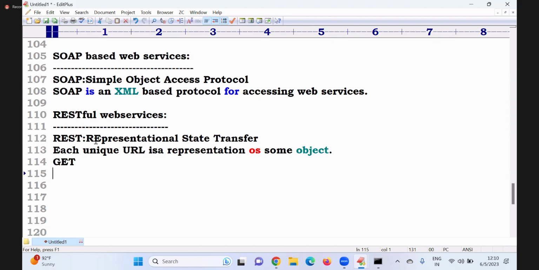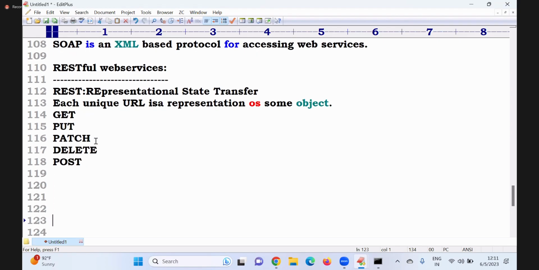Inside, whatever methods I have to apply to the object: first GET, next PUT, next PATCH, DELETE, POST. All the methods are there; we will discuss them. What is the purpose of the PUT command? Update. And PATCH? What is the difference between PUT and PATCH? I will tell the difference. Both are for updating only.